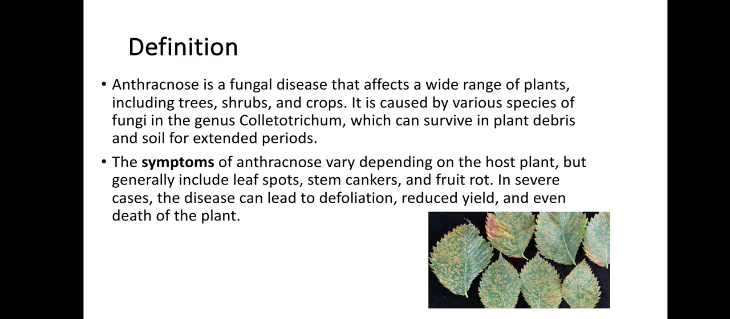Definition. Anthracnose is a fungal disease that affects a wide range of plants, including trees, shrubs, and crops. It is caused by various species of fungi in the genus Colletotrichum, which can survive in plant debris and soil for extended periods. The symptoms of anthracnose vary depending on the host plants but generally include leaf spots, stem cankers, and fruit rot. In severe cases, the disease can lead to defoliation, reduced yield, and even death of the plants.